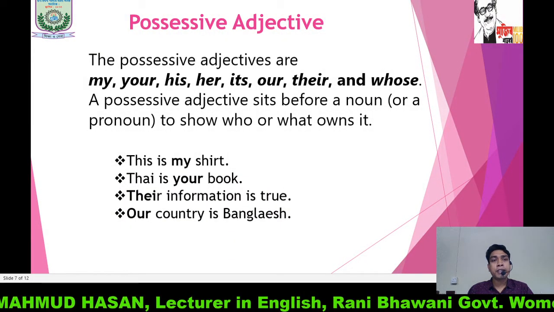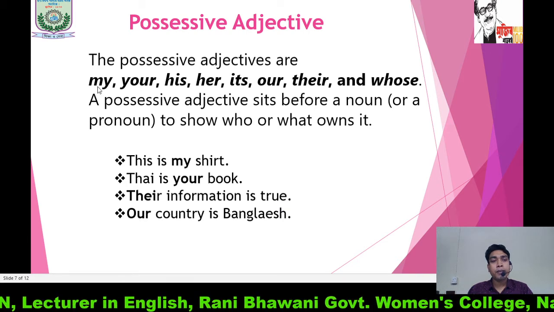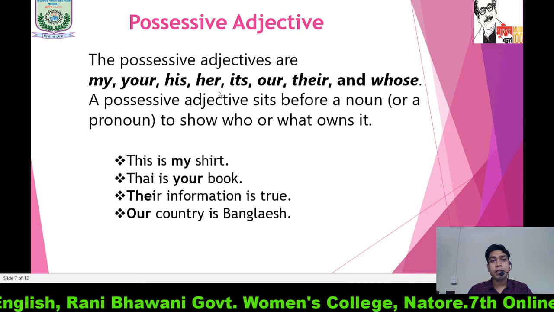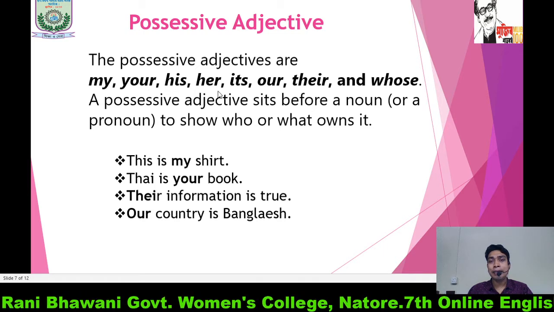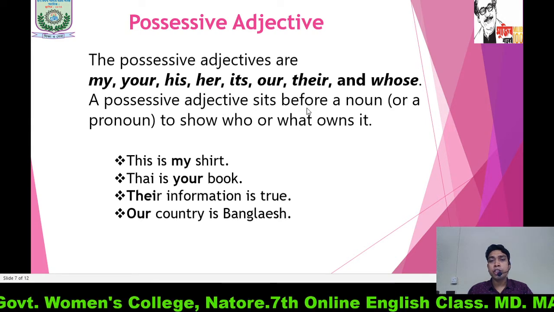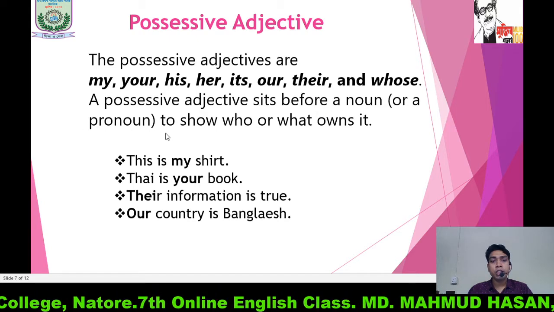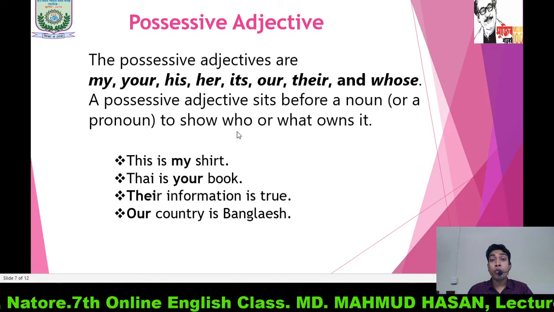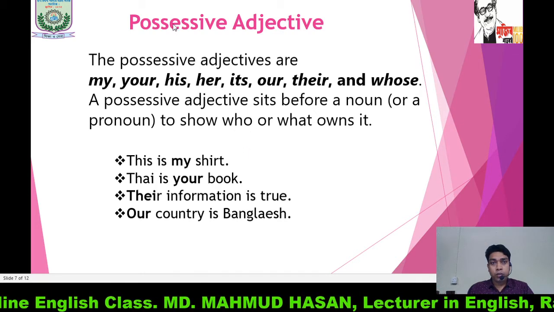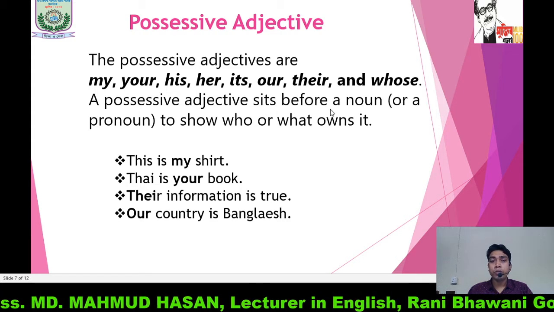Possessive adjectives. The possessive adjectives are my, your, his, her, its, our, their, and whose. A possessive adjective sits before a noun or a pronoun to show who or what owns it. So, possessive adjectives sit before a noun.